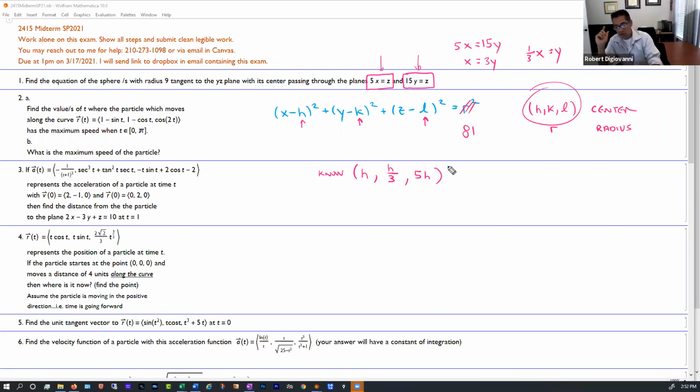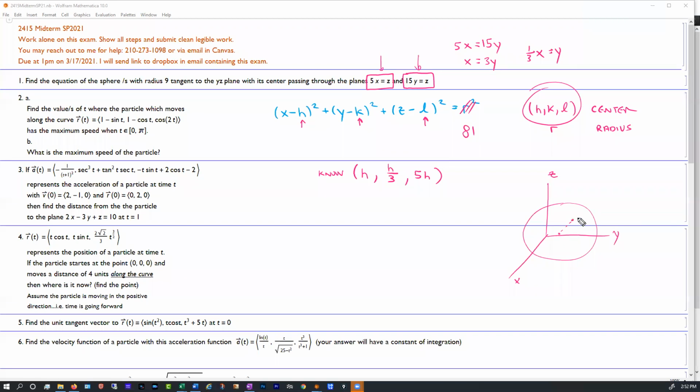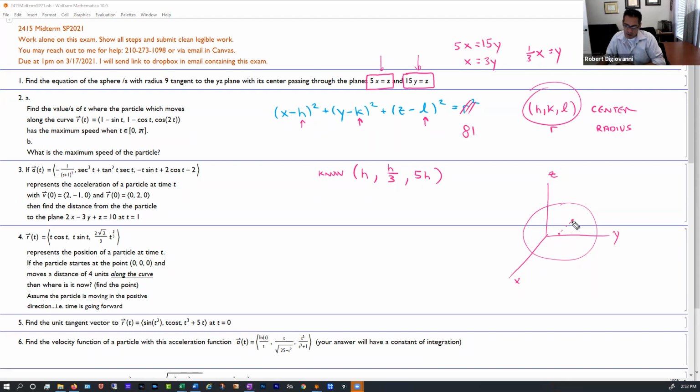Okay, so you've got a sphere that lives in three-dimensional space and is tangent to the YZ plane, right? So if this is X, this is Y, this is Z, and you're tangent to this back wall, then a radius here hits your YZ plane. Can you tell me what this would have to be then? From here to here, the distance is 9.